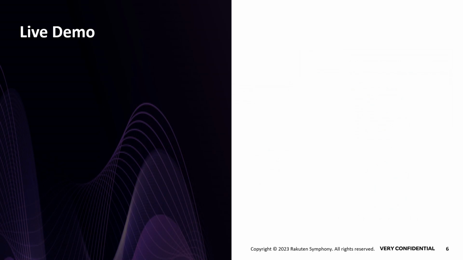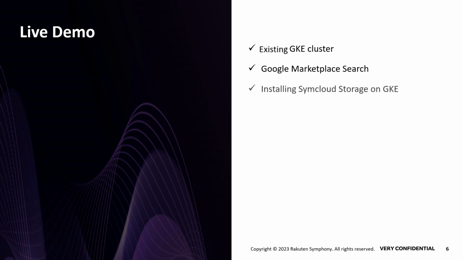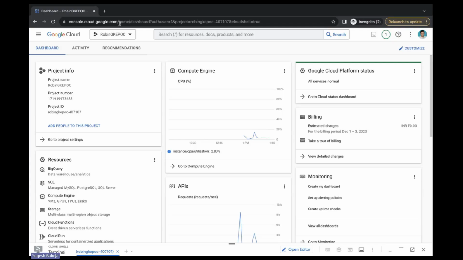In this demonstration, we will verify the existing GKE cluster, search for the Symcloud Storage software bundle on Google Marketplace, followed by installation and cluster verification. So let's begin by exploring the existing GKE cluster first. If you see here, we have a specific Robin GKE POC project.